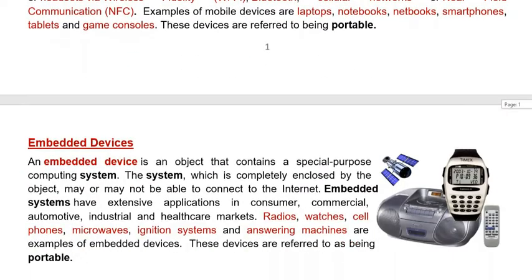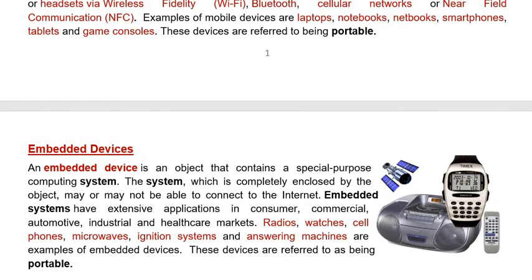Right. So the last one that we're going to look at is called embedded devices. An embedded device is an object that contains a special purpose computing system. The system, which is completely enclosed by the object, may or may not be able to connect to the internet. Embedded systems have extensive applications in consumer, commercial, automotive, industrial, and healthcare markets.